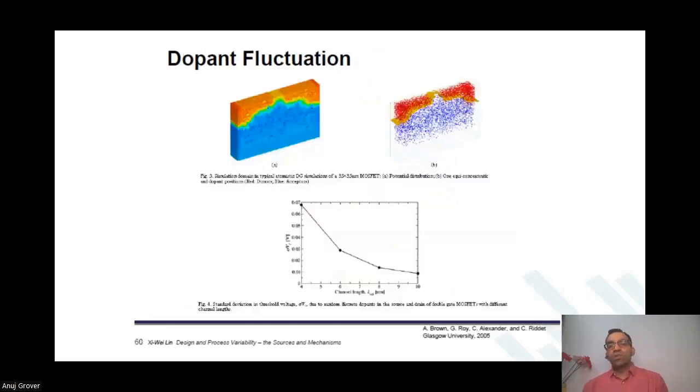Now we enter into the zone of random mismatch. Now look at this image. On the left side is one cross-section view of a transistor, and on the right side is the dopant profile, which is particularized. The red ones are donors, the blue ones are acceptors. Now what happens?